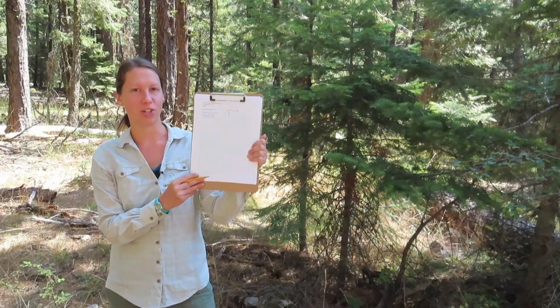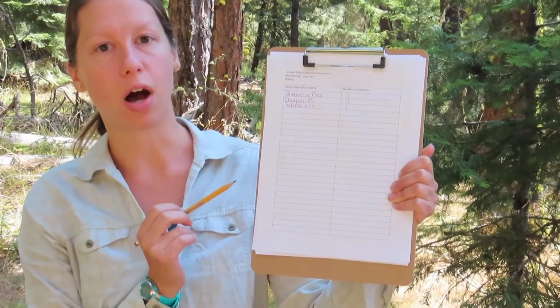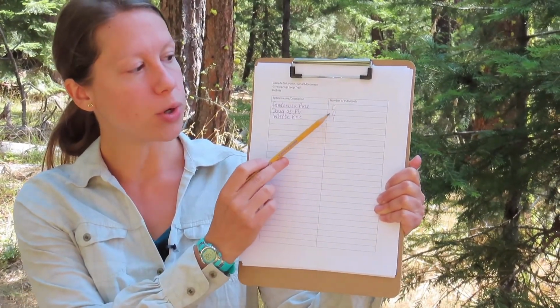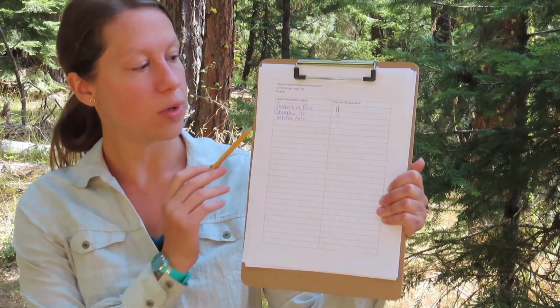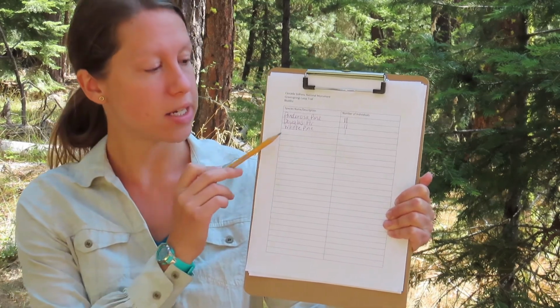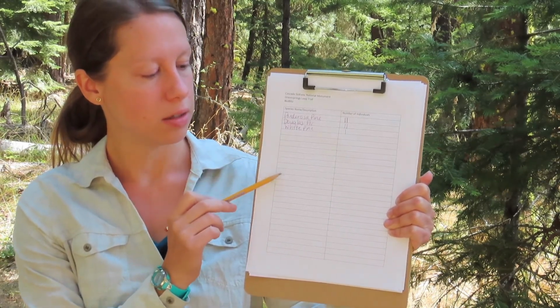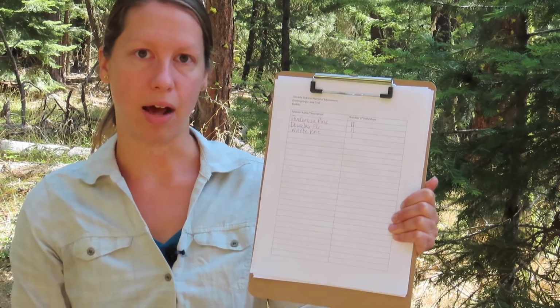So now our data sheet looks like this. We have the species names in this first column and the number of individuals of each species in the next column. And you can continue this process around in your area to write down each species in this column and the number of individuals that you find, and then we'll show you what to do with that data afterwards.